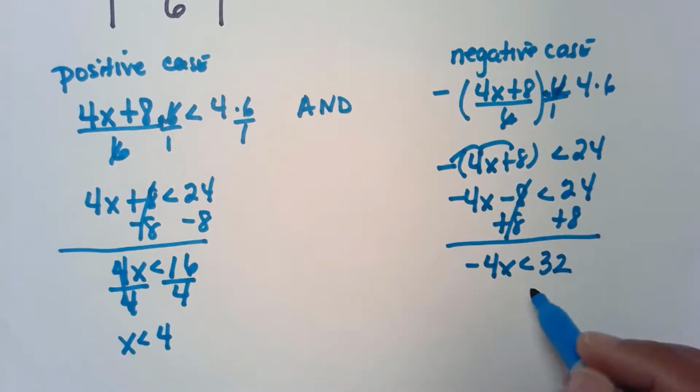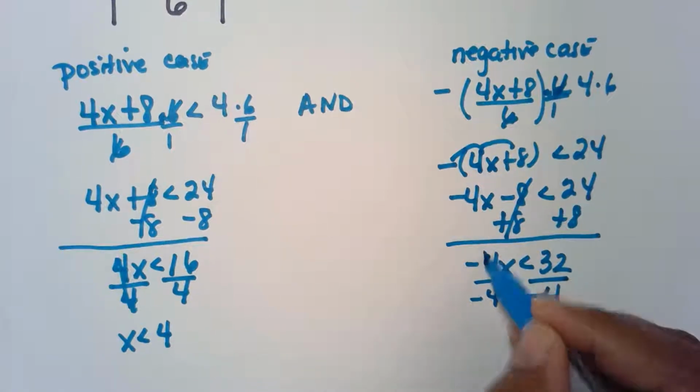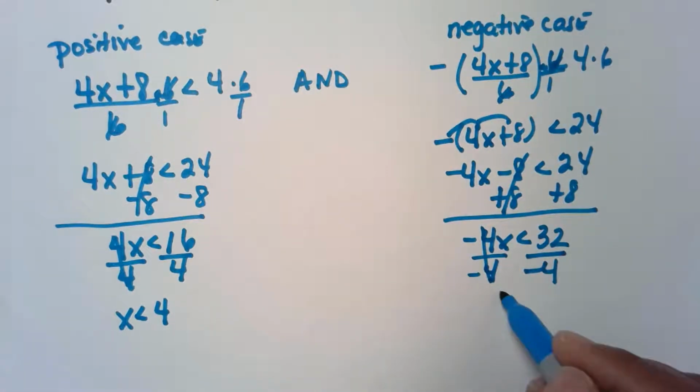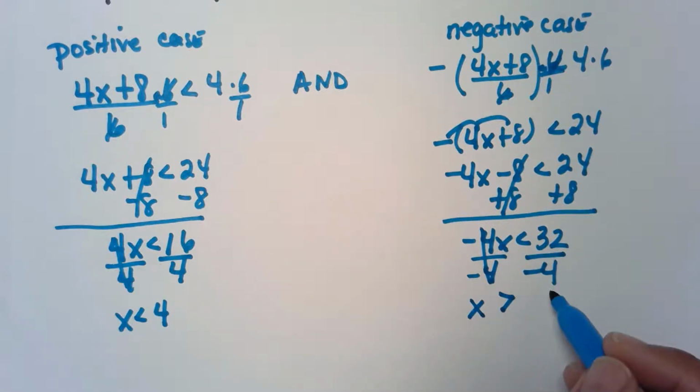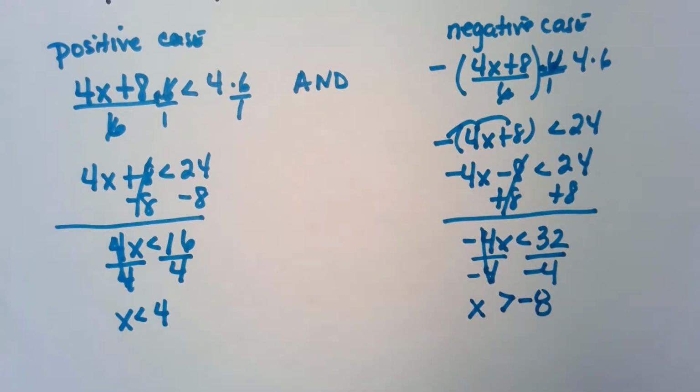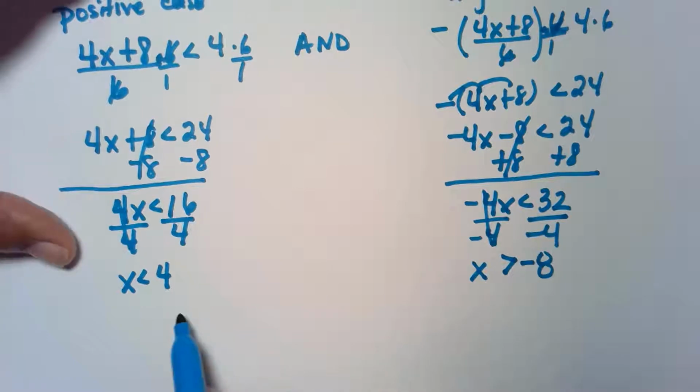And then we're going to divide both sides by negative 4. Because we divided by a negative number, it becomes greater than. We have x is greater than 32 divided by negative 4, which is negative 8. So there we go. So let's graph.